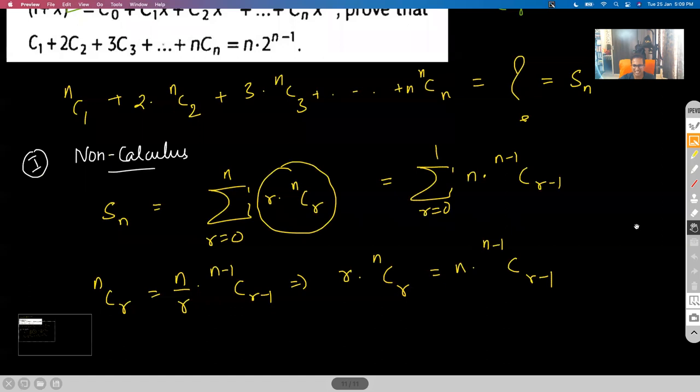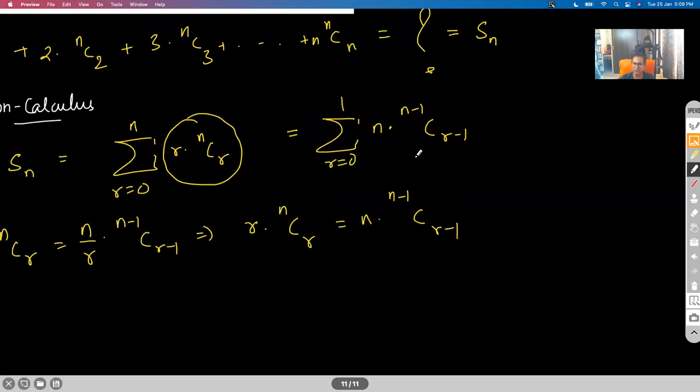Right? Yes or no? Now please note, r equal to 0 doesn't make sense over here because there's nothing like n minus 1 C minus 1. So you can actually write a 1 over here, which did not disturb your summation value because r equal to 0 was a 0 anyway. So let's start with r equal to 1 only. Okay. So it is going to be summed up from r equal to 1 till r equal to n.